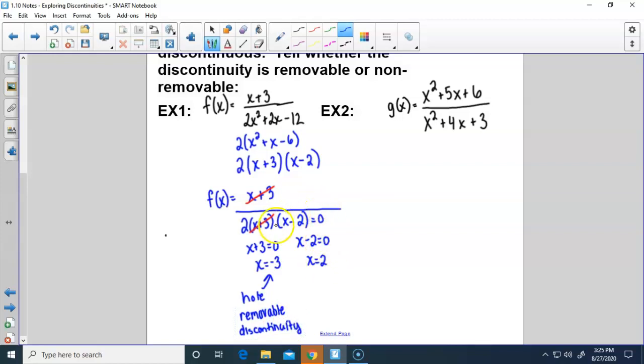And then here we've got this x minus 2. That does not cancel out. So we are going to have a vertical asymptote here. And of course that is non-removable.